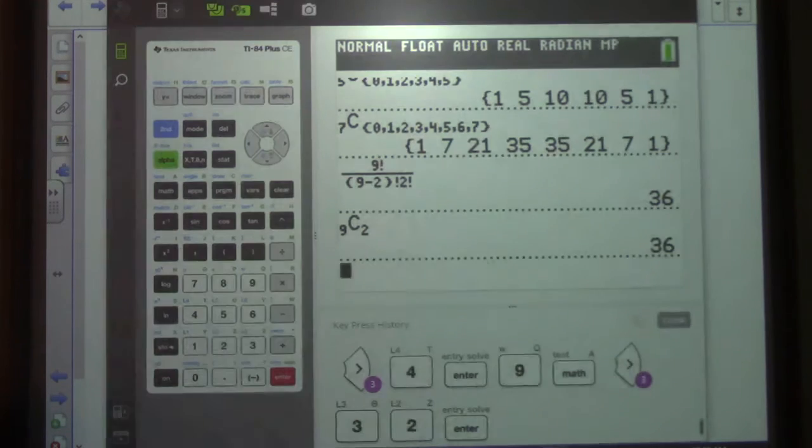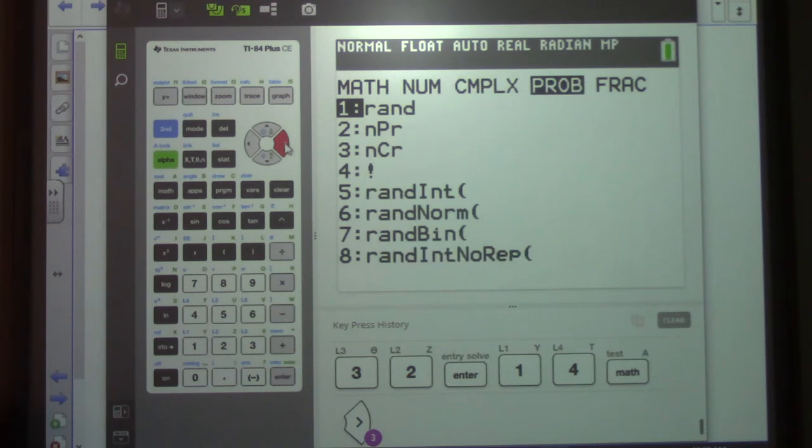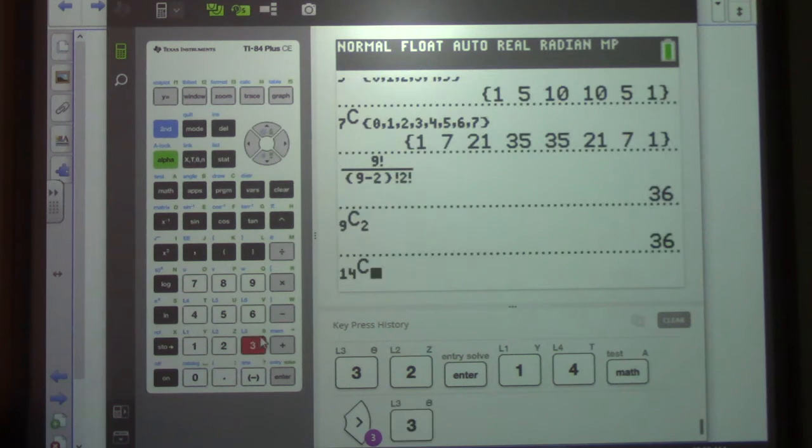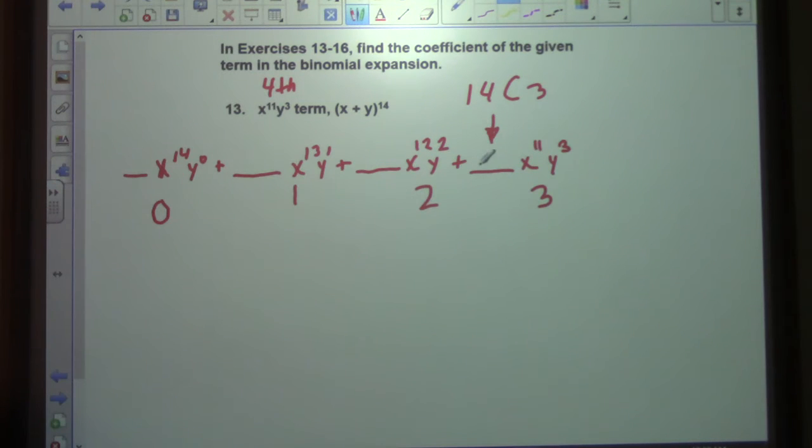So we go to our calculator and we go in 14, math, choose 3, 364. So 364 goes right here, doesn't it? And so therefore, our answer is going to be 364 x to the 11th y cubed. And so this is going to be our answer for this one.